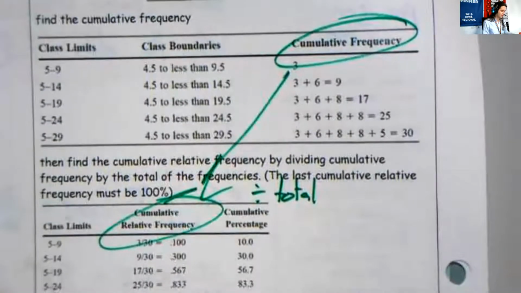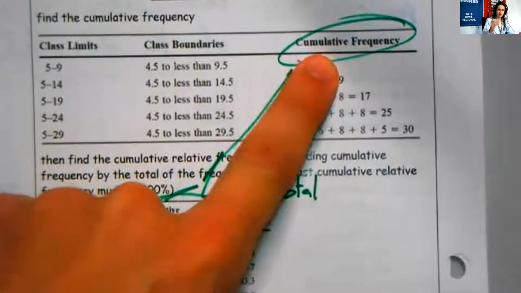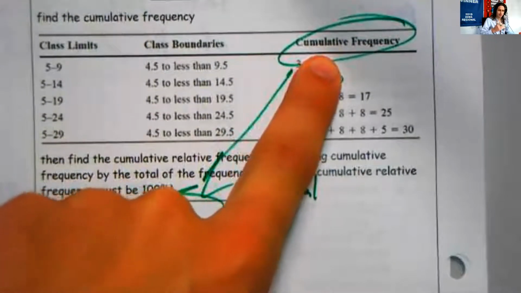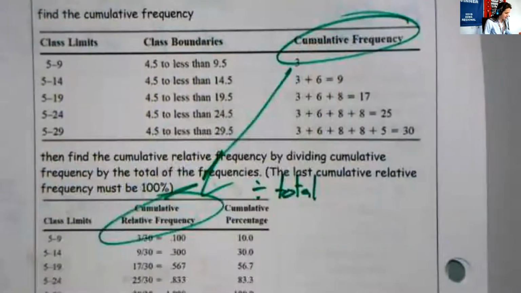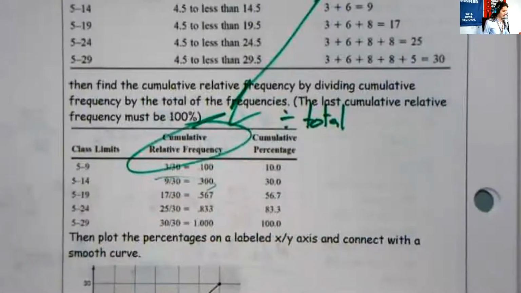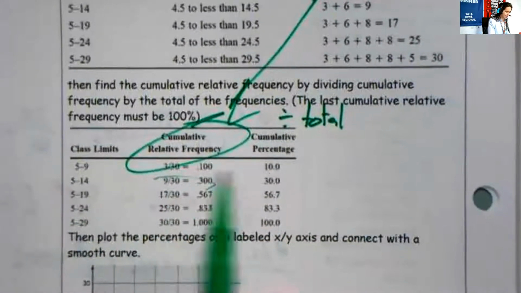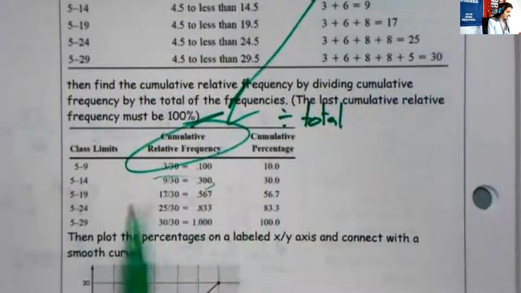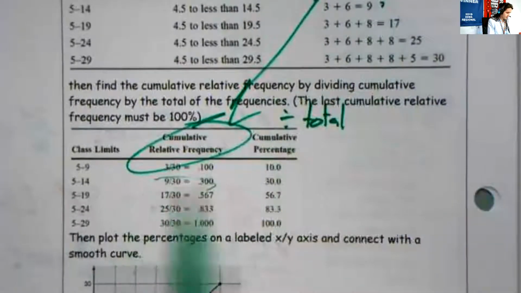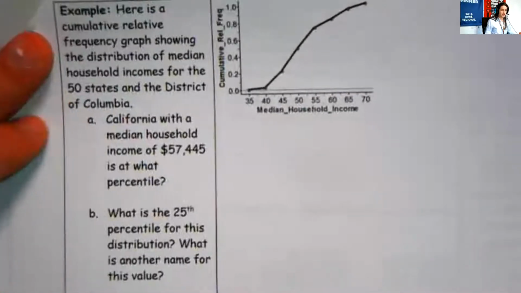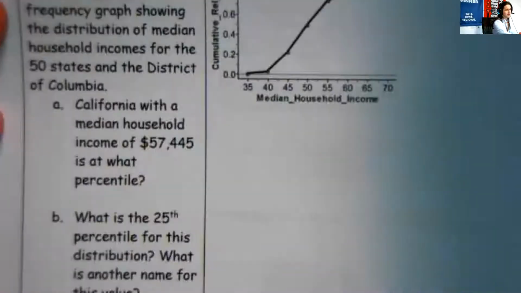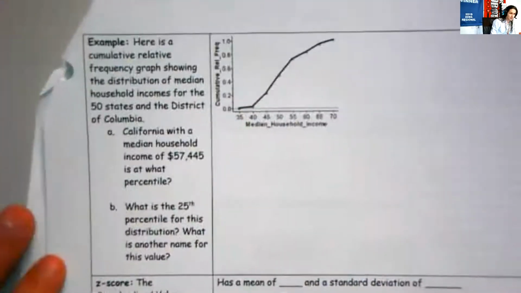So we get cumulative frequency. How much is accounted for up to here? How much has built up? How much has accumulated? And then we make it relative by dividing by the total. Say 3 divided by 30, 10% is accounted for up till here. 9 divided by 30, 30% is accounted for up till here, and etc. On the next page, we have a cumulative relative frequency about the distribution of median household incomes.